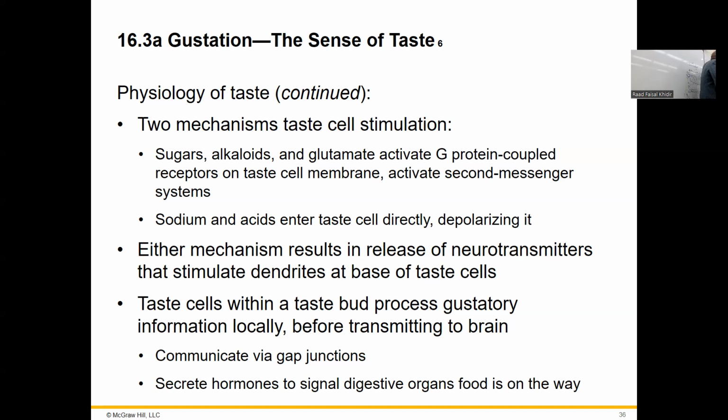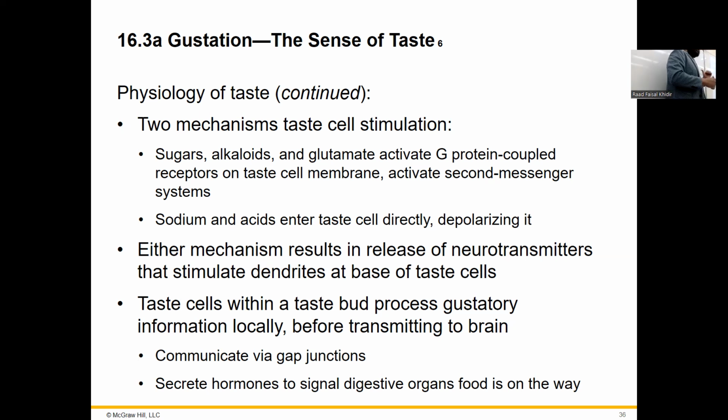If it's a carbohydrate, an alkaloid, or glutamate, it is hydrophilic. It cannot cross, so it will end up binding on the outside, and then a second messenger. That's the most important point. A second messenger is going to carry the signal and is going to lead to the target effect, which is taste. We're going to be seeing this a lot. We're going to see the G protein coupled receptors operate in different modalities. We see it now in taste, but we're going to see it in the future.